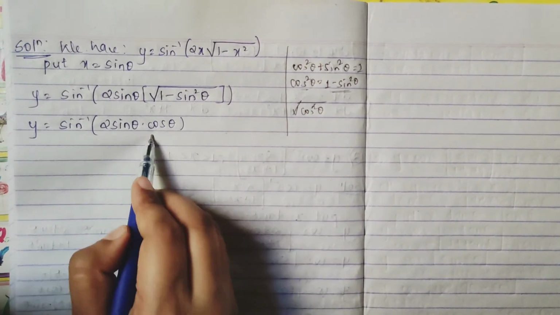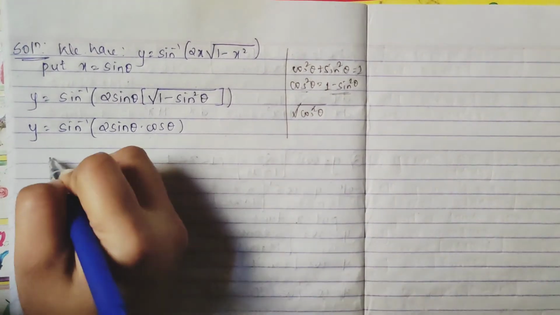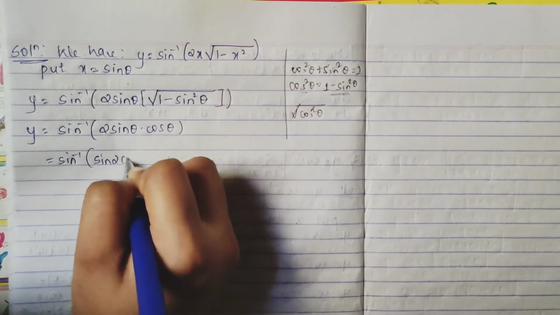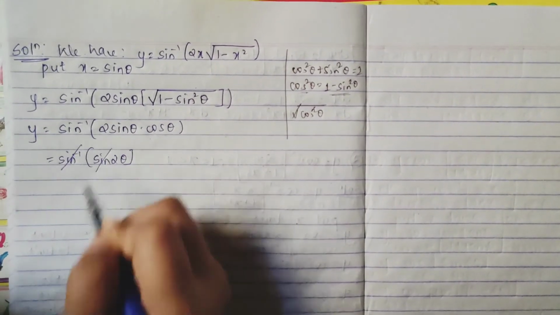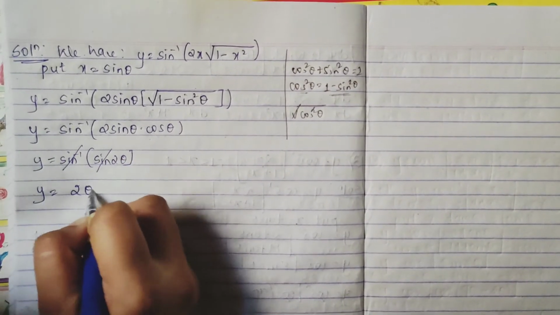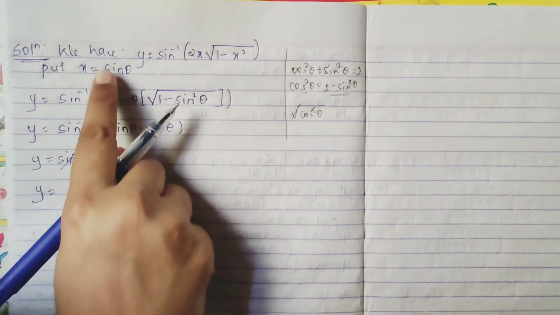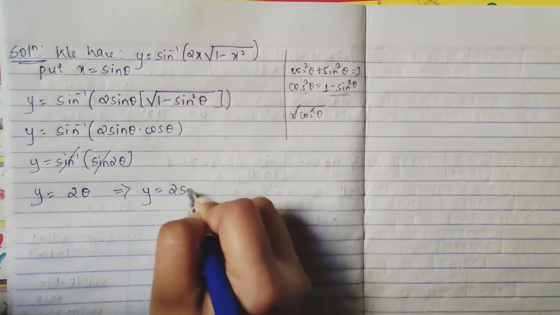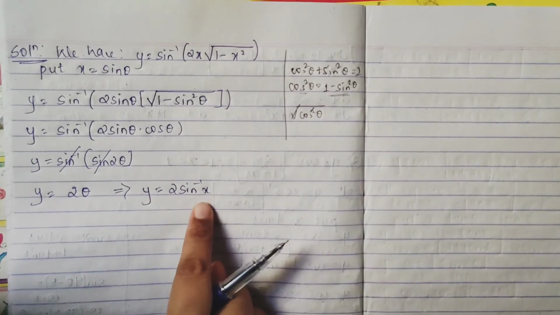So you can see I've got 2 sine theta cos theta. What is that? Sine 2 theta. So I'm getting sine 2 theta. Again sine and sine get cancelled. So your y is equal to 2 theta. Now replacing theta, theta is what? Sine inverse x. So y is equal to 2 sine inverse x. Now you have got proper y.